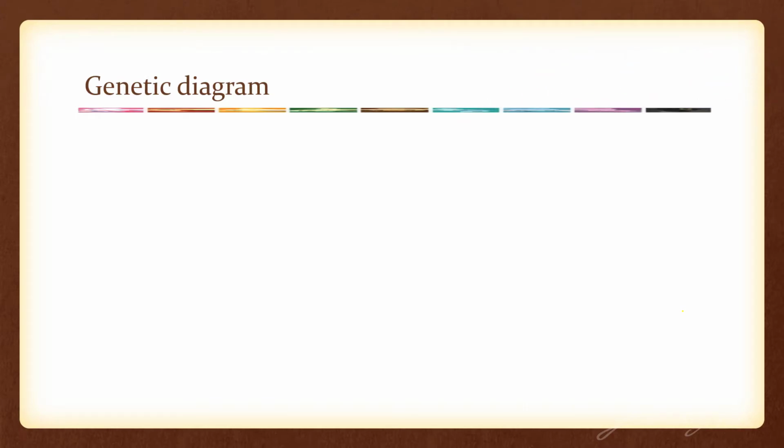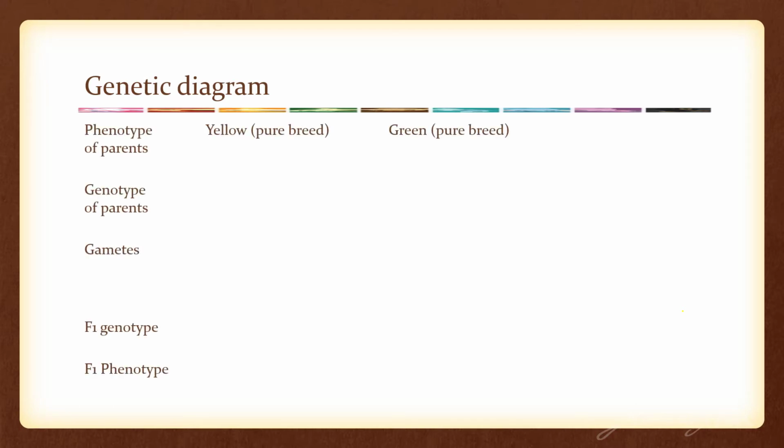So how do we draw a genetic diagram? Now, a genetic diagram is actually just a more complicated Punnett square, which is why I wouldn't advise you to draw a genetic diagram for your paper 1. If you want to do some calculation, just use Punnett square for paper 1. Paper 2, they can force you to draw a genetic diagram. But the good thing is, most of the time, they will give you a template that looks like this, and you will just have to fill in the blank.